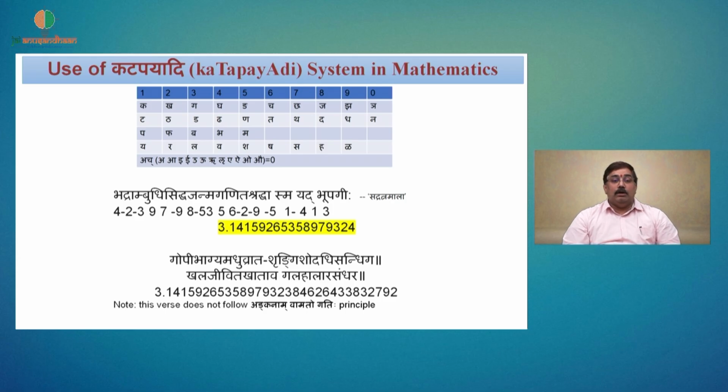If you look at Gopi, Ga, that is 3, Pa is 1, Bha is 4, 3.14, and then you can get the entire value of pi up to 32 digits. And you see how beautifully they have encoded 32 digits of pi in a single shloka. This was the innovative approach.